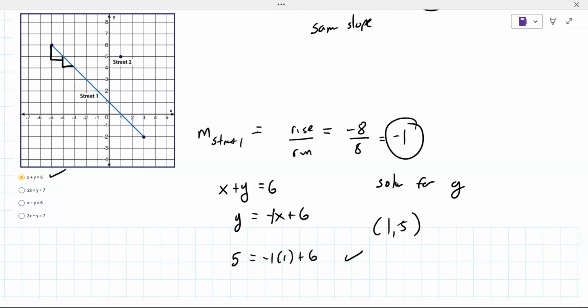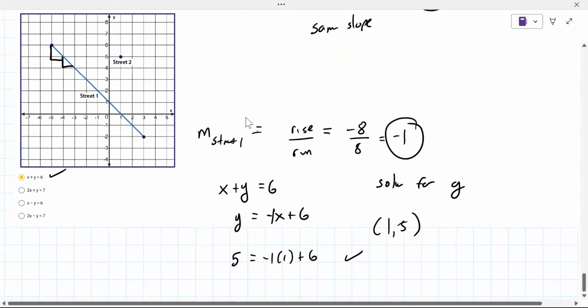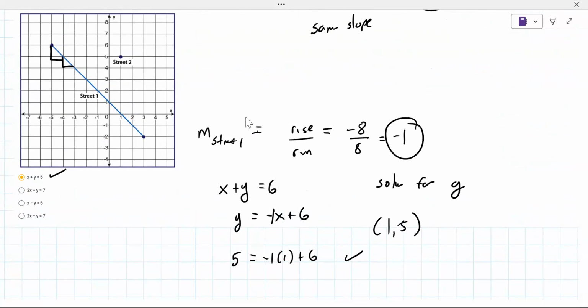Oh, wait, I remember. For number three, I think I put the answer choices in and just kind of checked it, seeing which one passes through the point where it was five. That's what I did for that one.